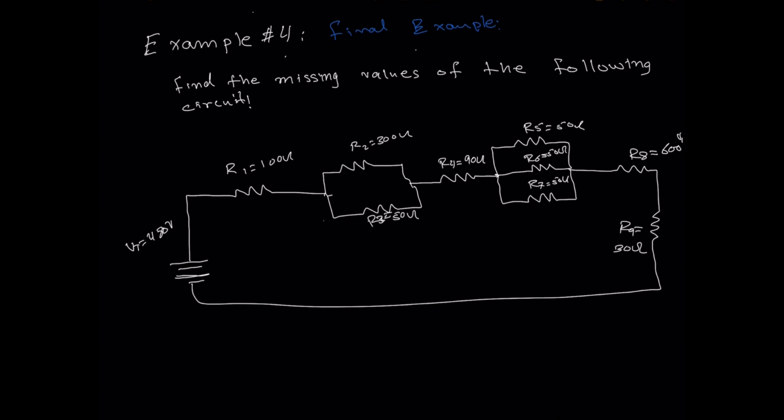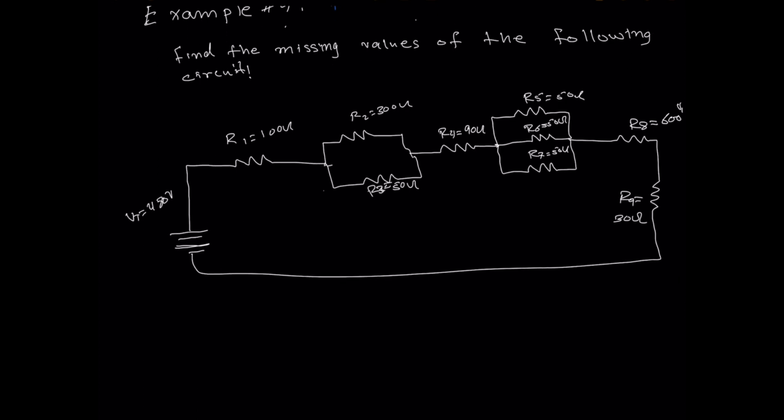The final example of this tutorial will be example number 4. It's asking to find the missing values of the following circuit. As we see, we have 9 resistors in the circuit, and total voltage is given. Before we do anything, we have to see how many branches the circuit has. We have a series connection, then a split into a parallel circuit, then series, then parallel, then series. So we'll have to find the simplified circuit first, then we will find the RT, and move from there.